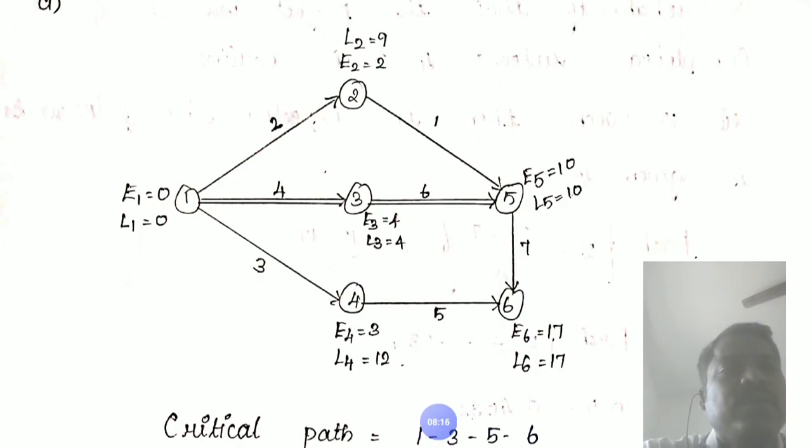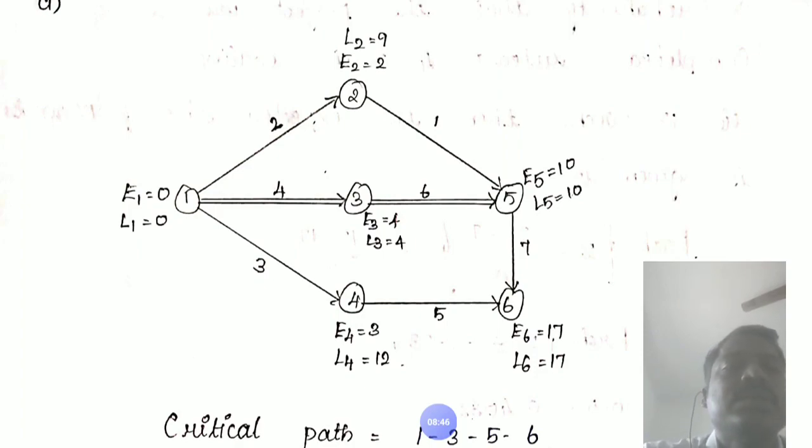Next E5. E5 means E2 plus the duration of the activity 2 to 5. E2 equals 2, and the duration of the activity 2 to 5 is 1. Therefore 2 plus 1 equals 3. And E3 is 4, plus the duration of activity 3 to 5, which is 6. Therefore 4 plus 6 is 10.